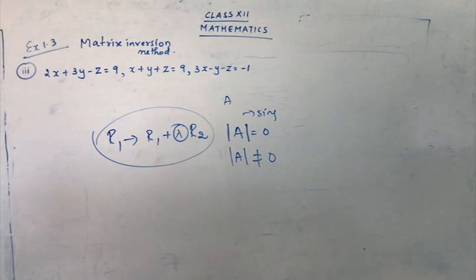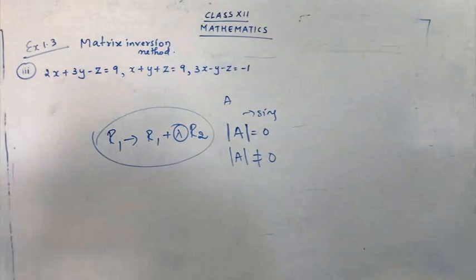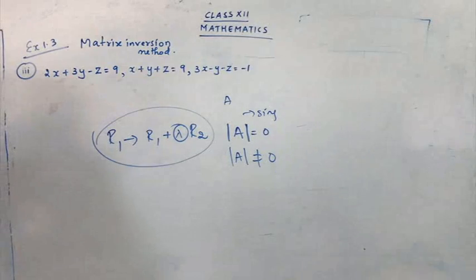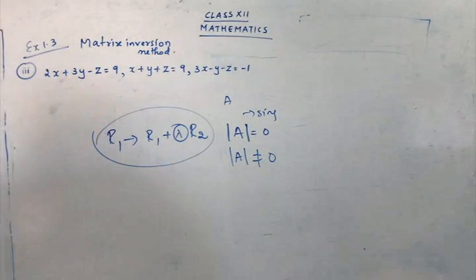3x minus y minus z is equal to minus 1. Copy down the question properly. Take down the signs. Check the signs properly. Do not make mistakes while copying the question. So check your questions twice or thrice.